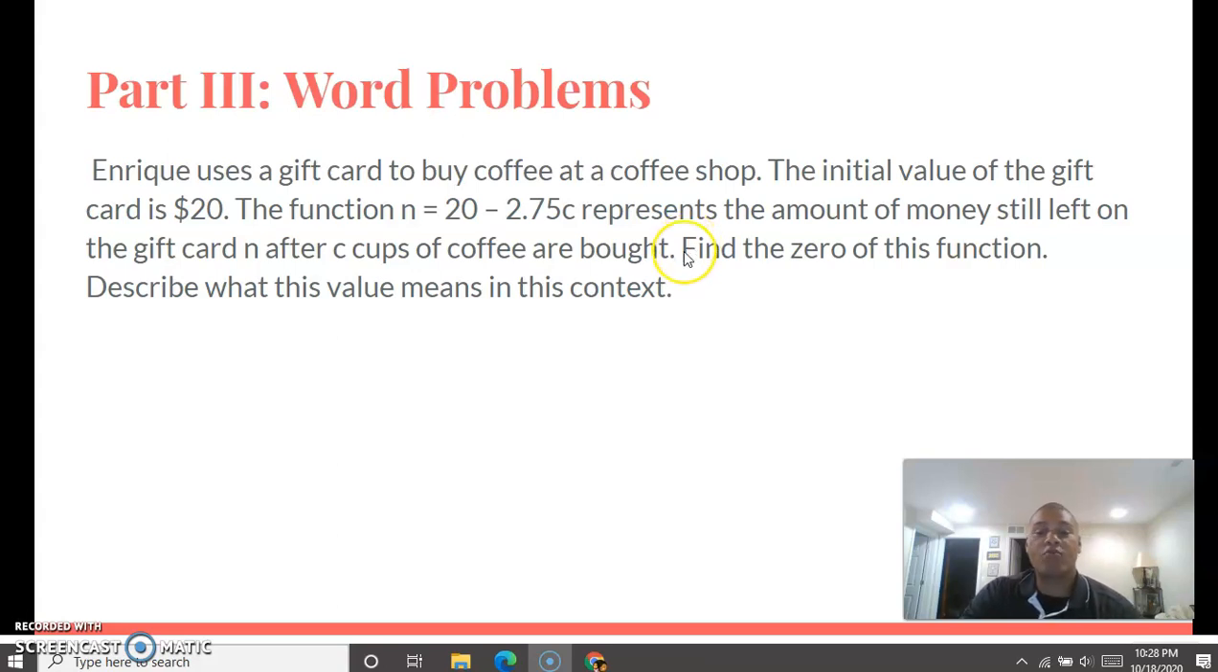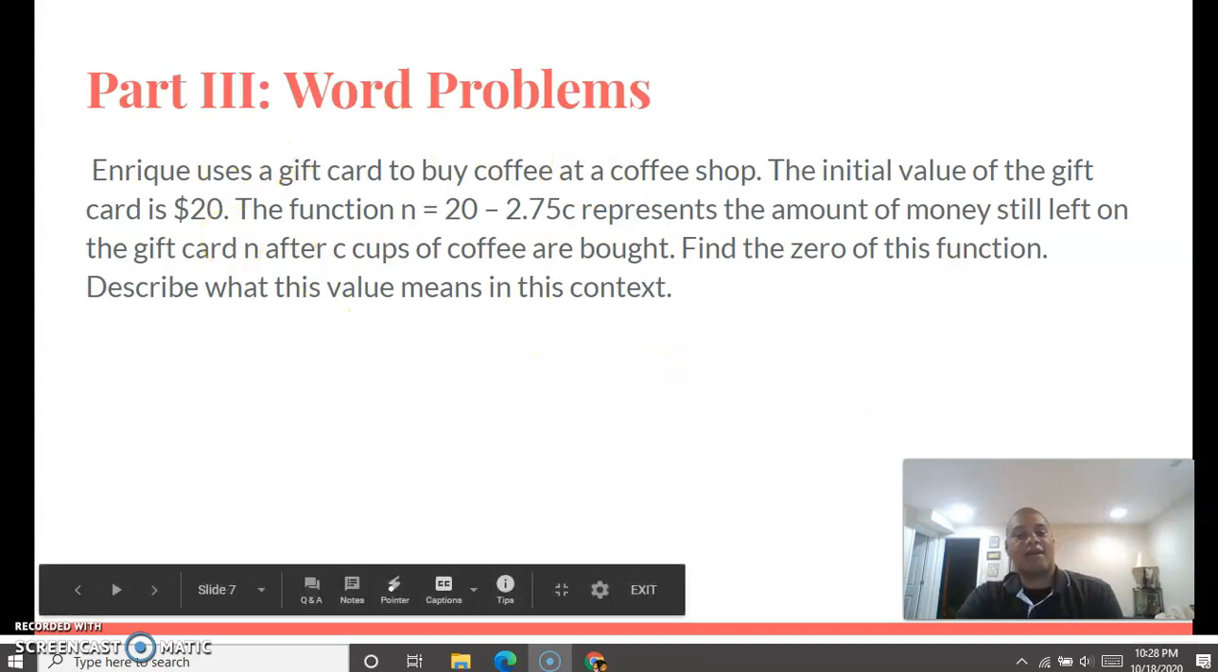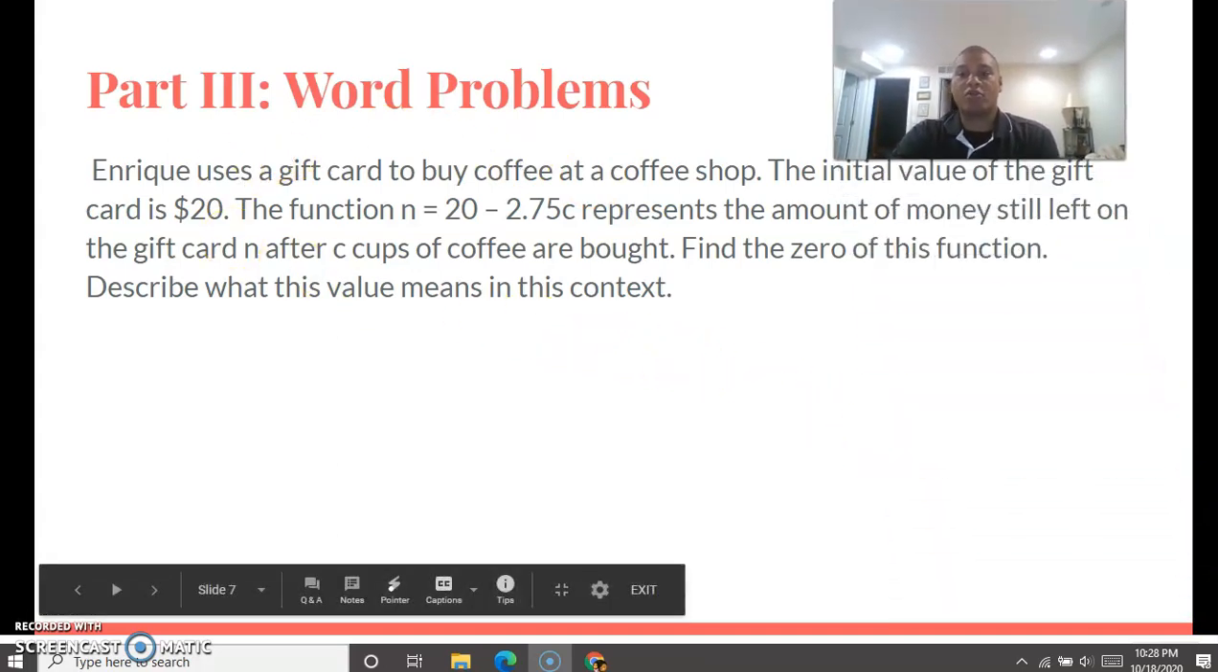But when doing word problems, start with what the question is asking. Find the 0 of this function. We can do that. We know how to find the 0. Plug 0 in for y. Then describe what this value means in context. That will be trickier. Let's walk through this problem.